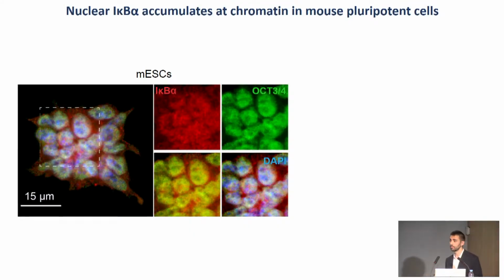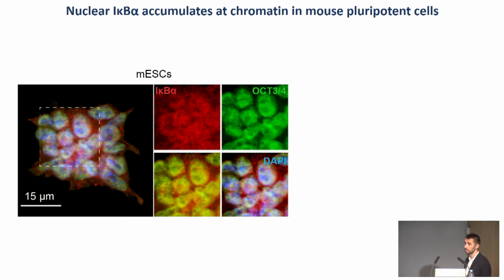So I started to characterize how IκBα was distributed in the mouse cells. I did some co-staining for IκBα and the pluripotency marker OCT4. And as you can see here in the mouse cell colony, IκBα was distributed everywhere in the cell. However, when we look at higher magnification, we also saw an accumulation of IκBα in the nucleus of those cells.